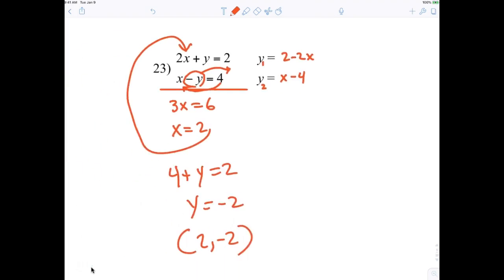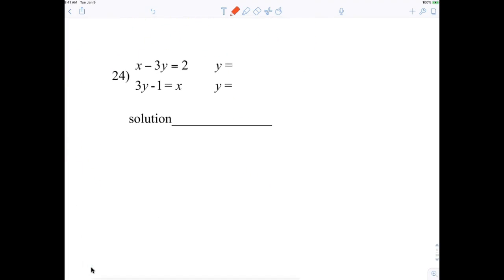All right, here we go. Number 24. Now, number 24, I tried to trick you. This is set up as a what? Substitution, because it says x equals something. Is everybody with me on this? Some of you guys are looking at it a little funny now.